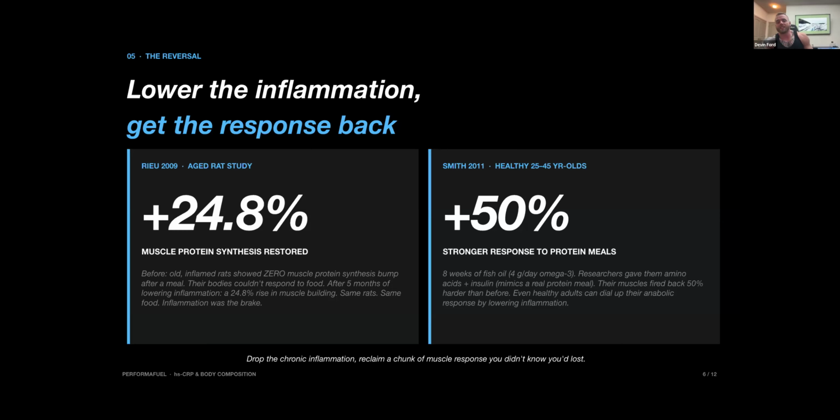It's crazy. But yes, they also did this in humans. So it's enough for the rat pump. Let's get to the normal people. So 8 weeks of fish oil.